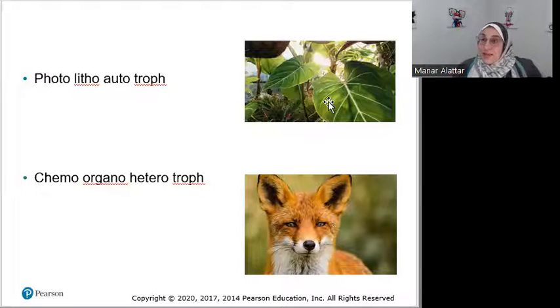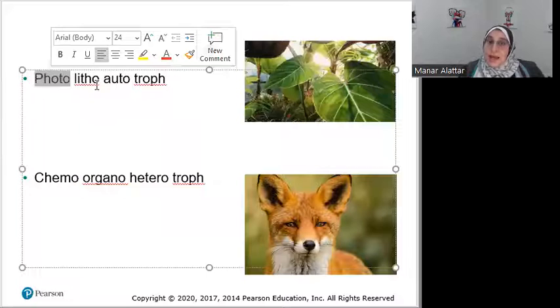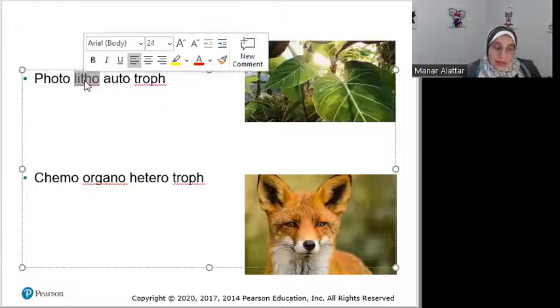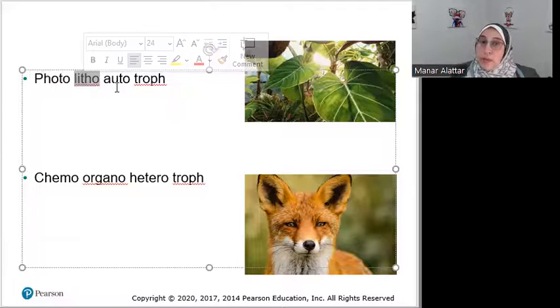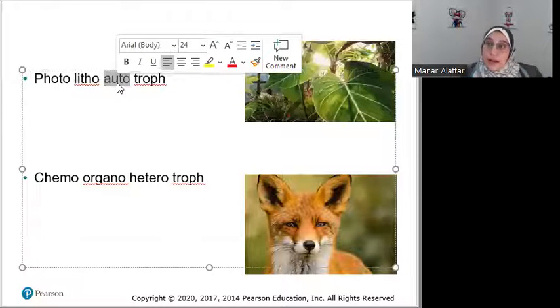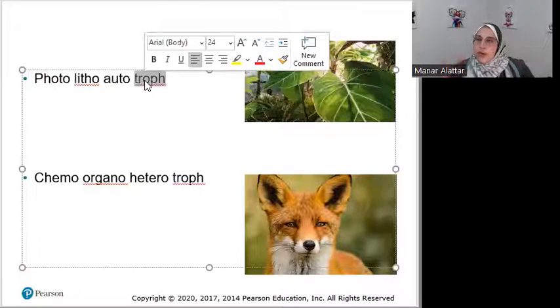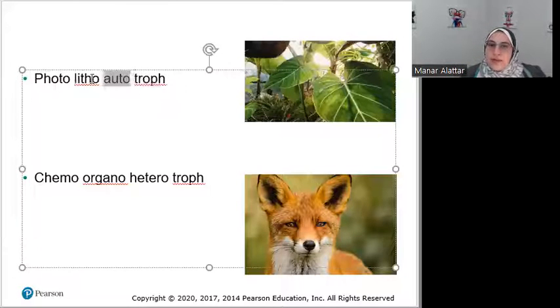So many plants and photosynthetic organisms are photolithoautotrophs. They are getting their energy from the sun and they're getting inorganic molecules as their electron source, water for example, and they're getting inorganic molecules, specifically carbon dioxide, as their carbon source. Okay, and troph refers to energy. So overall, this is how they're getting their energy and what they need for chemical reactions.